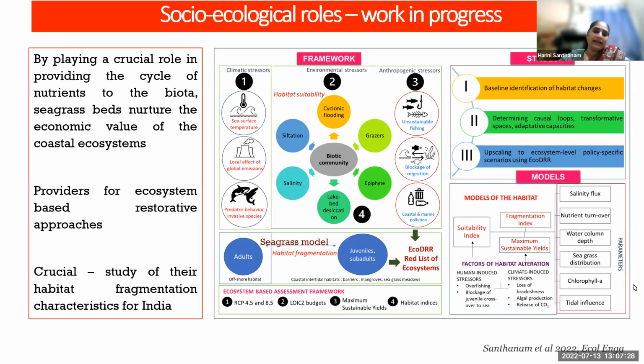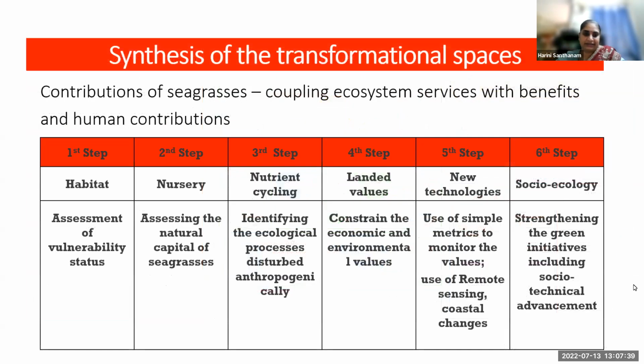So how do we get this back to the point where the seagrass beds nurture the economic values of these ecosystems? That is very important from a human perspective. So now coupling seagrasses with the ecosystem services is a good example of transformational space synthesis. So we are assuming that in the first step, the habitat has to be conserved, which actually starts with the assessment of the vulnerability status of these ecosystems itself.